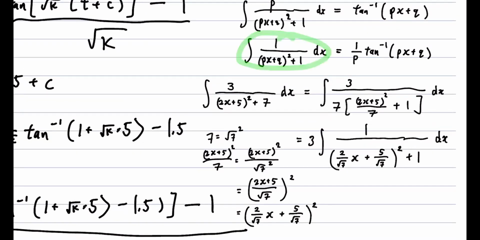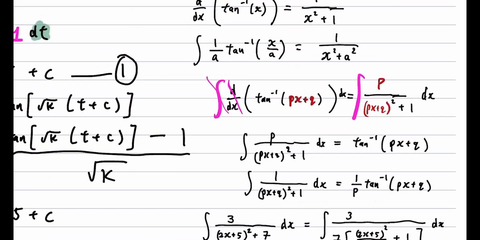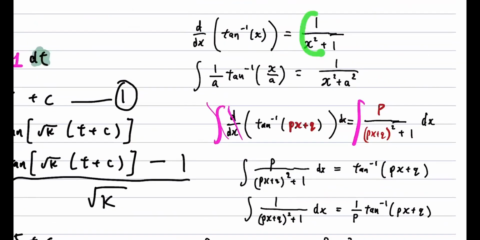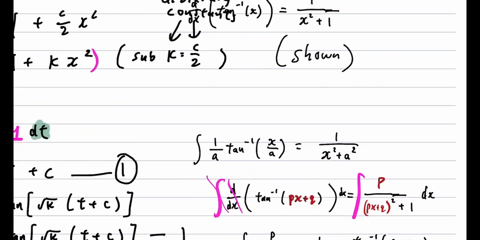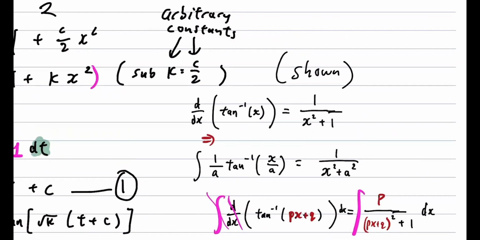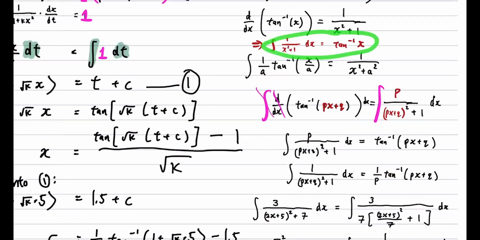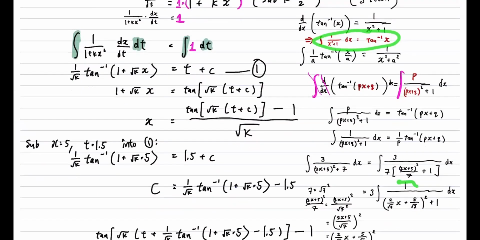If you just remember one formula like this, right? Maybe from here I should write down. From here you can deduce that the integral of 1 over x squared plus 1 dx is equal to tangent inverse of x. If you just remember this one formula, you're able to roughly guess what is the answer to this integral already. You see, 1 over something square plus 1, it's just tangent inverse of that something.